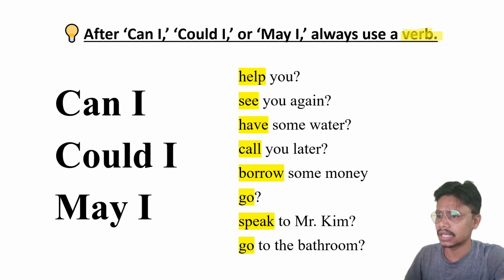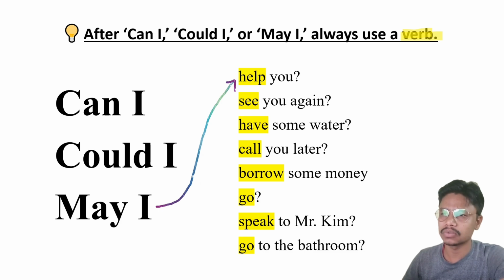Okay, so can I help you? Can I help you? Now remember, you can say could I and may I. For example, if you're walking through a department store and the salesperson comes to you, they would probably say, may I help you? Because they want to be polite to the customer. So again, may I help you?